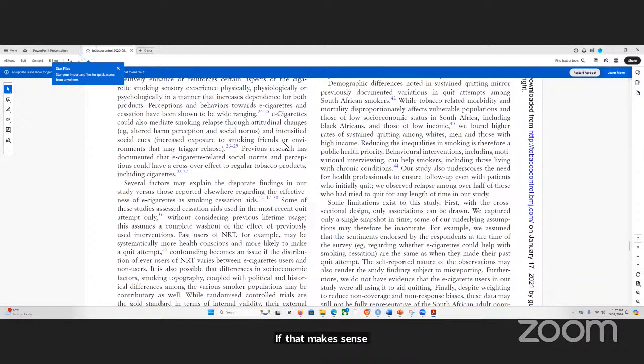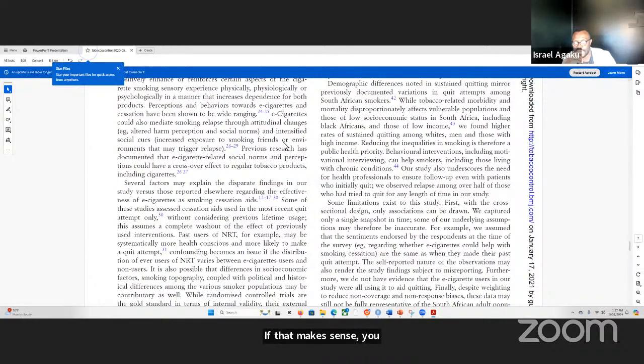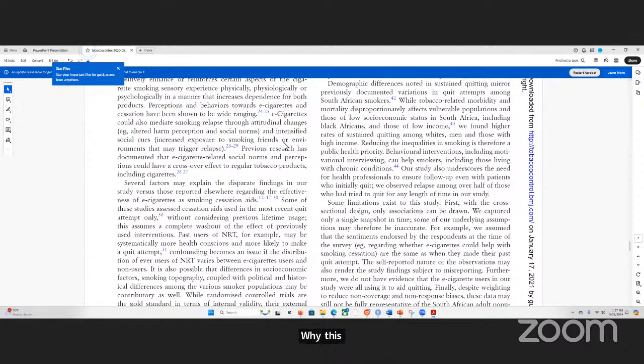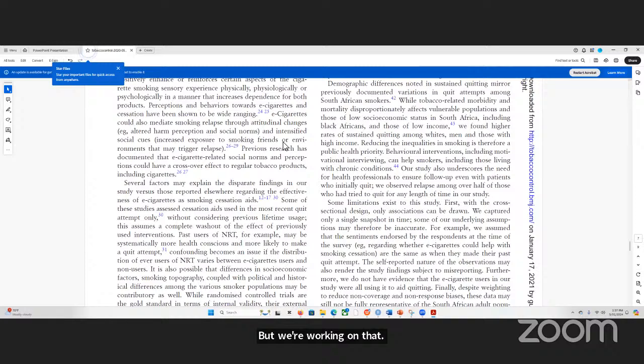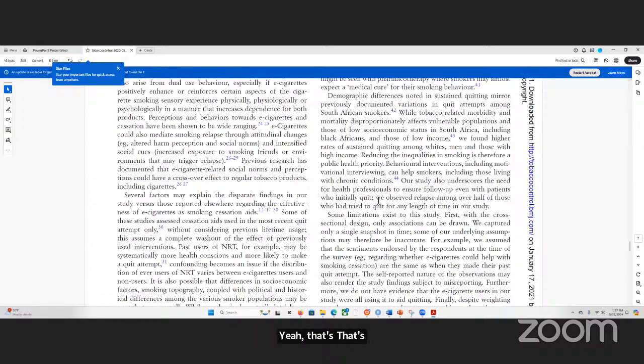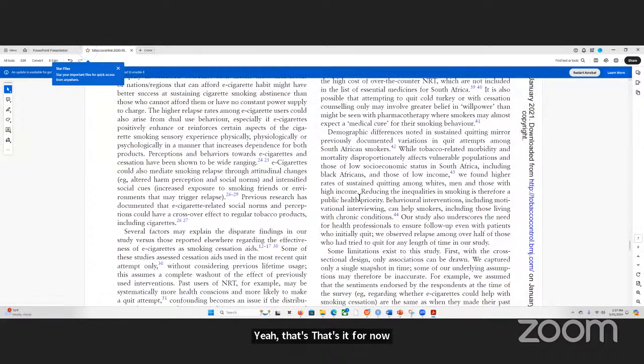Can we import data into the software for weighting? Yeah, you will surely be able to do that, but for now, no, but we're working on that. Yeah, that's it for now question-wise. I can't see hands today. Let me try to check.